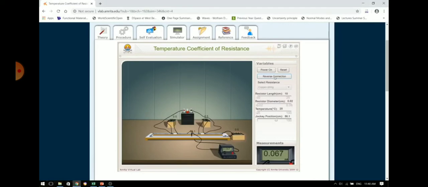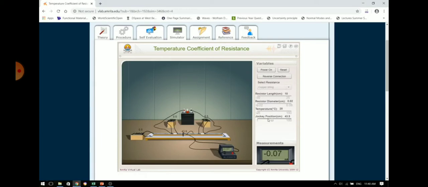Then you just click on the reverse connection with your mouse. It will be changed, so the capacitive is on gap 4 and the fractional resistance on gap 1. It is already reversed. Then again you slide the jockey, the slider, and try to make the galvanometer value 0 or very close to 0. Somehow it may not be exactly 0, but try to get 0 or very close. Say it's minus 0.07, consider it very close to 0.